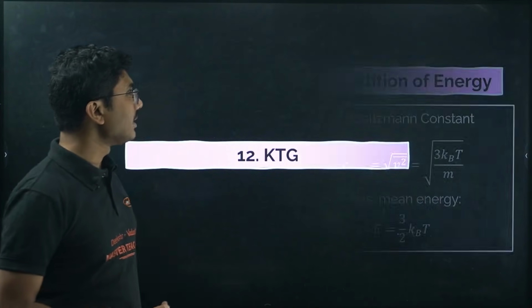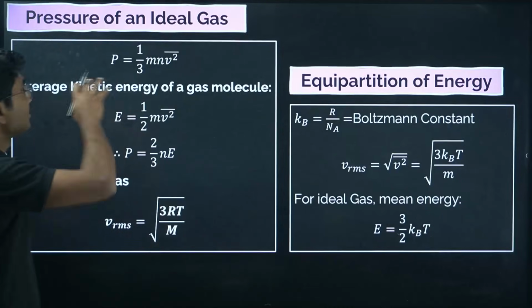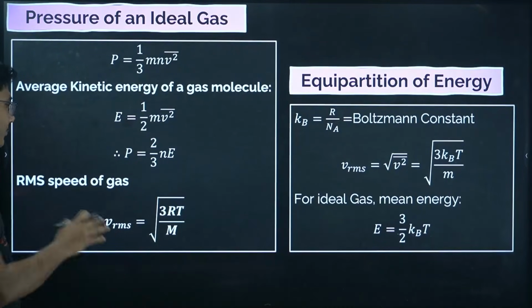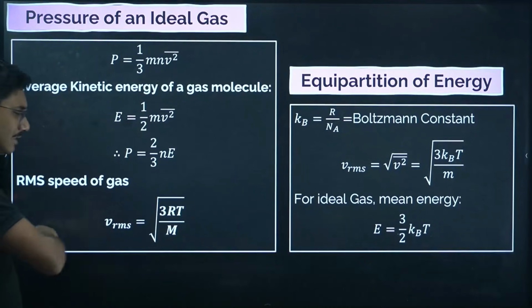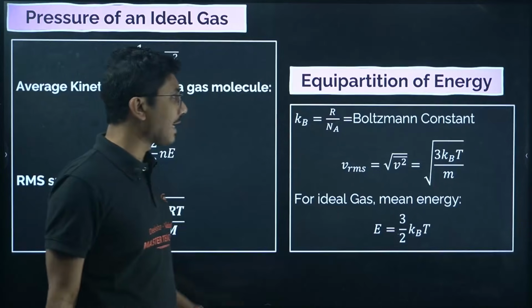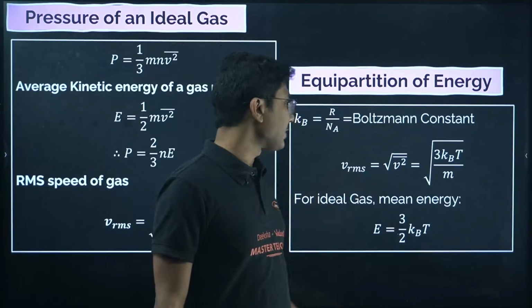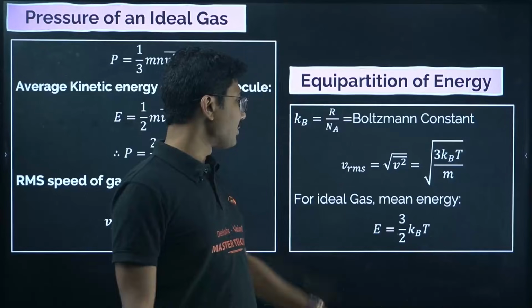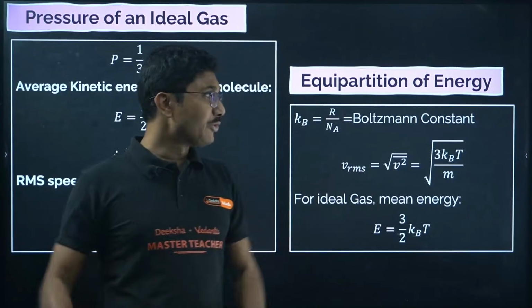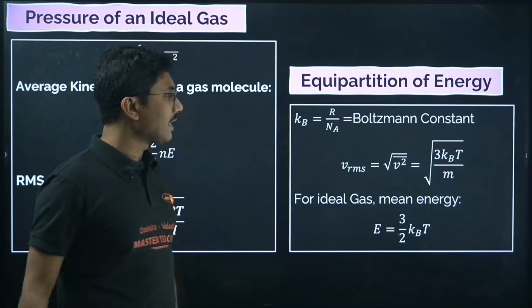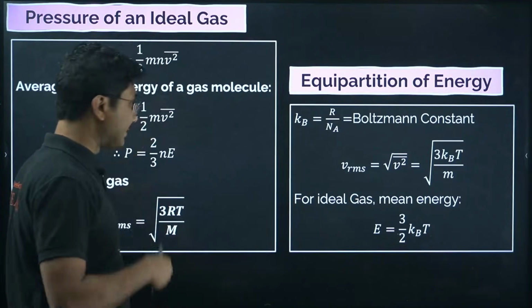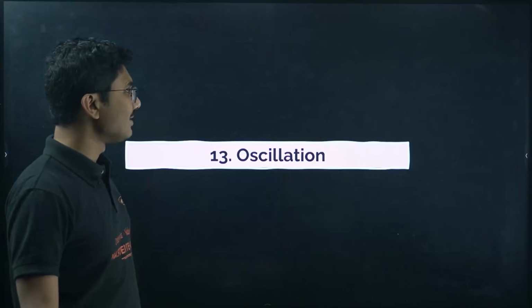Next we have kinetic theory of gases. In kinetic theory of gases, pressure of an ideal gas. Then we have RMS speed of ideal gas. This is very important for all competitive exams. Equipartition of energy, R by Na, the Boltzmann constant. Then VRMS, how VRMS is related for an ideal gas. We will see one more correlation to that in a future chapter. Don't worry, it is discussed in this lecture only.